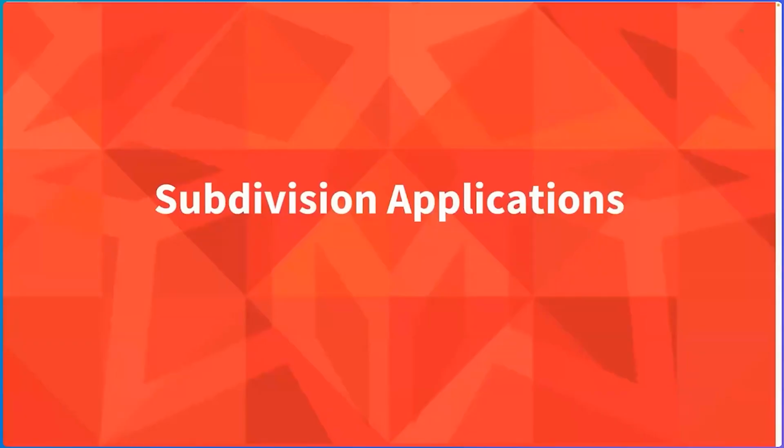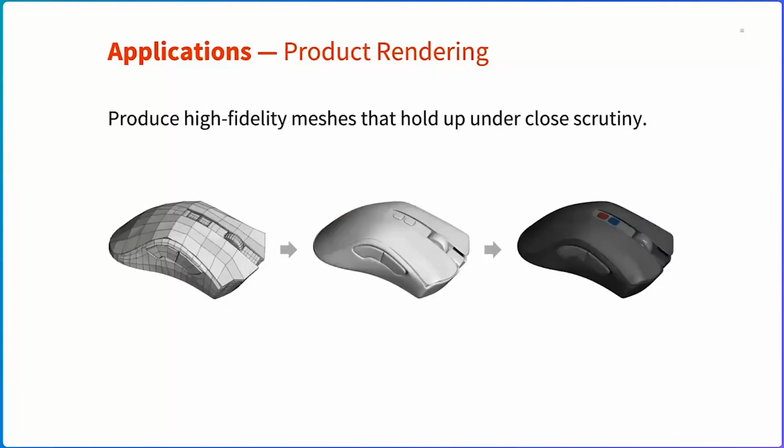In the last section for today, I'm going to discuss some applications of subdivision regions. The first is product rendering. Digital rendering of products for use in marketing materials provides a lot of advantages to traditional photography. It allows companies to showcase products in any environment, lighting condition, or configuration, without the cost and logistical headaches of physical shoots.